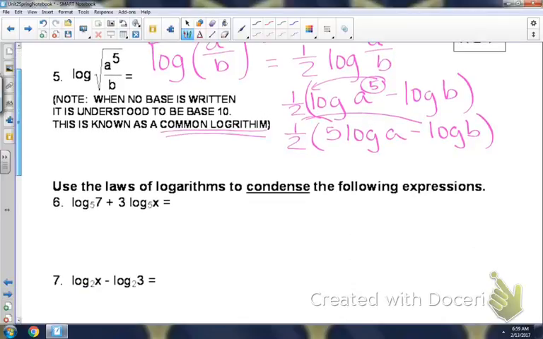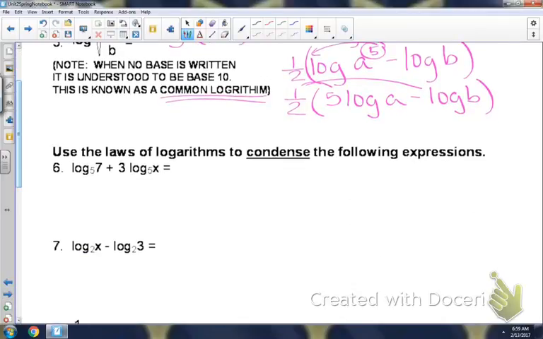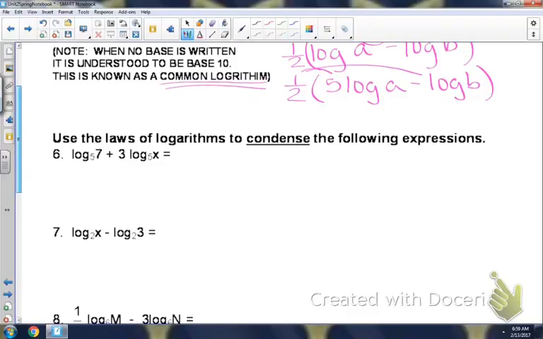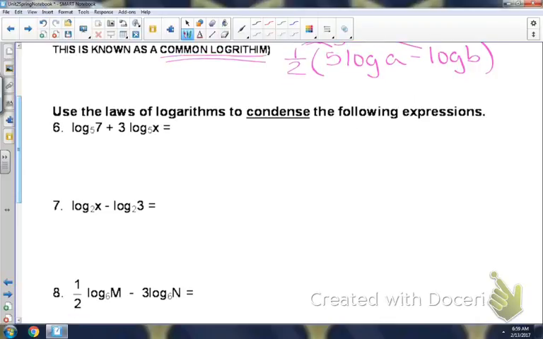Alright, so now we're going to be doing the opposite. It says to condense. So when it says to condense, you're trying to get it into 1 log. So that's all we want in our answer is 1 log. Okay? So we're doing the opposite of what we were just doing. Okay, so on number 6, notice we have a coefficient. I'm going to rewrite that as an exponent.